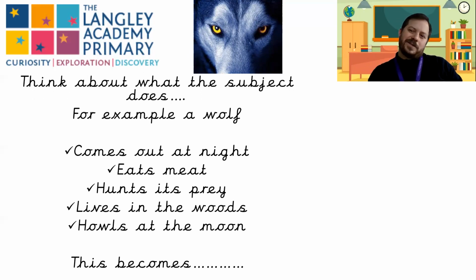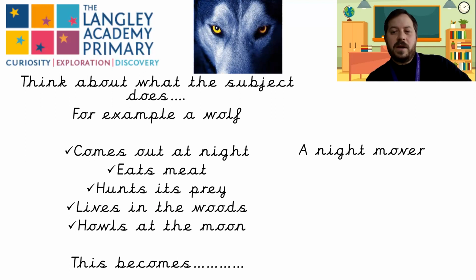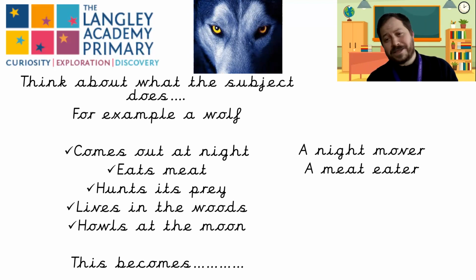Well, actually, it's not as hard as you think. You have to think about what each of these means and then almost turn the phrase around, change the subject. So comes out at night could be a night mover. Remember we talked about changing it round: we move night to the front, and then coming out becomes moving at night. And that's how we get night mover. How about eats meat? Does anyone have a guess? What might it become if we change it into a kenning? Yes, a meat eater, a nice, easy one.